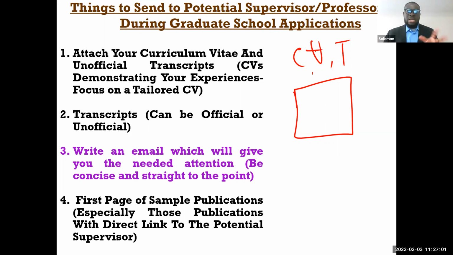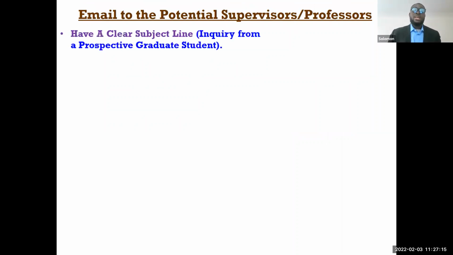So in that case, you can add maybe one or two that is a direct match to what the prof is doing. If you don't have any, that's fine, but if you have any, you can add that, it's awesome, okay? So when we are writing the emails, what should we write? What should we say? The first thing I want everybody to know is to make sure you always have what?